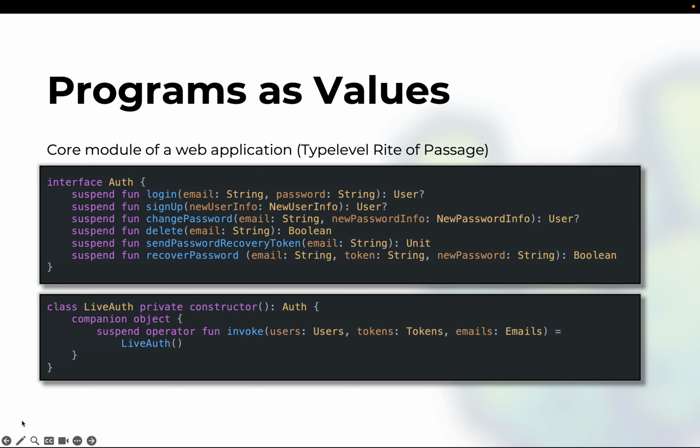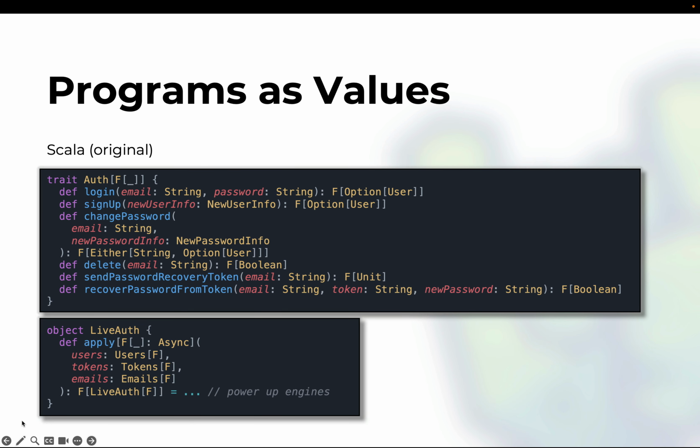Okay, now let me show you the original code. So in the original Scala code that I wrote in the type level rite of passage and in the jobs board application that I deployed on Rock the JVM, I have the authentication module as a trait with a higher kinded type parameter f, which describes the kind of effect that will be returned. Maybe a list, maybe an option, maybe an IO, maybe something else. This is the higher level expression power that Scala grants you. And we have essentially the same functions with the same parameters, except we don't have the suspend keyword in front of them. Instead, we have f in the return type.